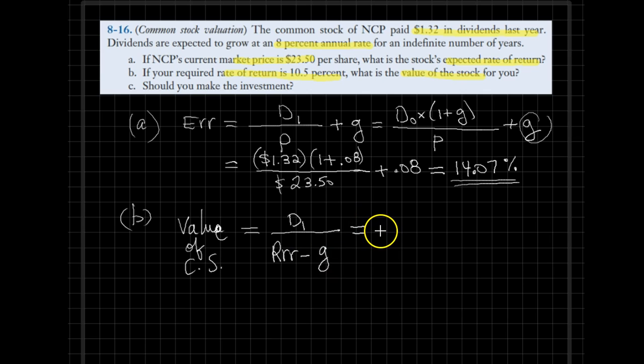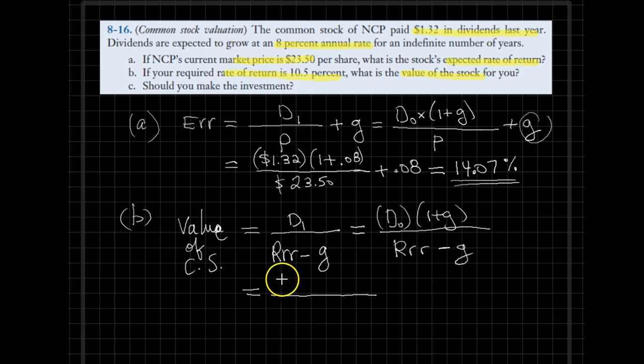Like we did in the previous part, we can represent D1, the dividend payment in the following year, in terms of the dividend payment in the previous year. All we need to do in that case is multiply it by the overall growth and divide everything again by RRR, the required rate of return, minus g. The rest is just pretty much plugging the numbers in and doing the operations properly.